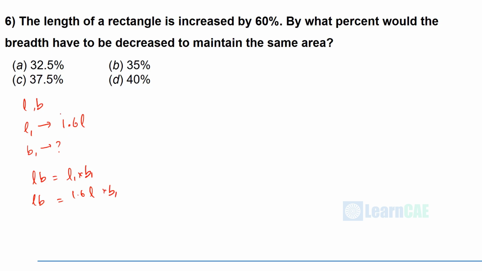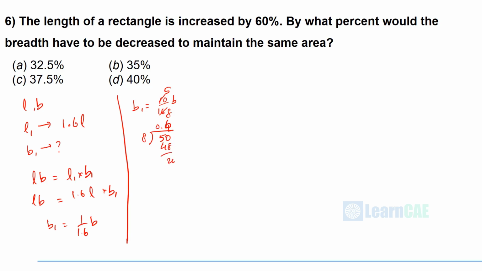These are the new values and these are the old values. We can strike out L on each side. So, B1 is equal to 1 by 1.6 B. 1 by 1.6 B is nothing but 10 by 16 B, which we can solve as 5 by 8. So if we divide 8, 0.4: 6 8s are 48, 2 8s are 16, 4 0, 5 8s are 40. So the new value of B1 is equal to 0.625 B.